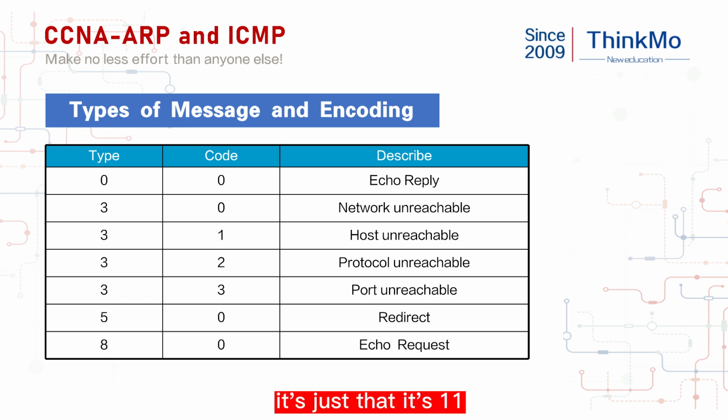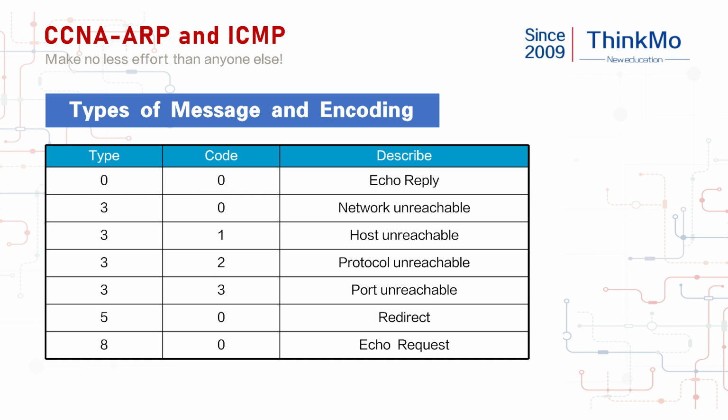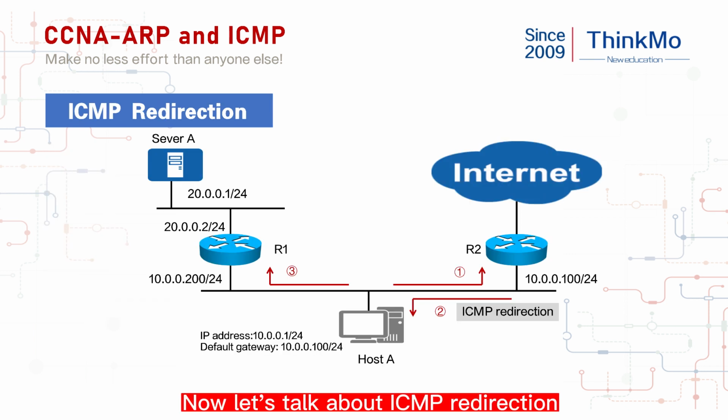It's just that it's 11. Here is 0. Here is an echo reply and echo request. When we send a ping, this ping packet is sent over. It's called echo request. The ping packet is sent back. It's called echo reply.